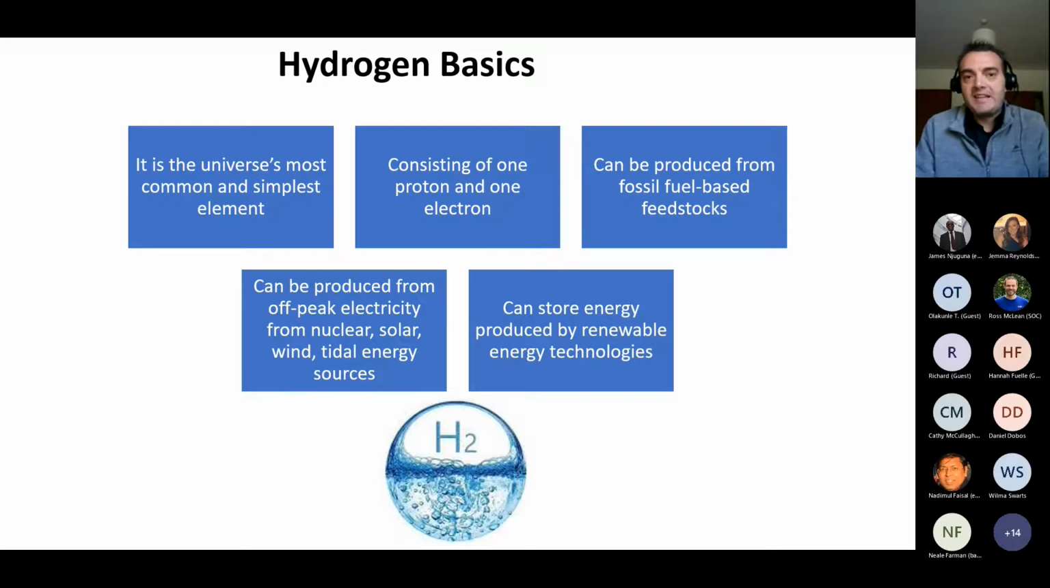So, some of the hydrogen basics. One of the things is that it is the universe's most common and simplest element, consisting of one proton and one electron. As I mentioned, it can be produced from fossil fuel-based feedstock. It can also be produced from electricity, nuclear, solar, etc., and it can store energy. That is another amazing property of hydrogen. As I mentioned earlier, one of the storage options is to store it in methane, or for example, ammonia.